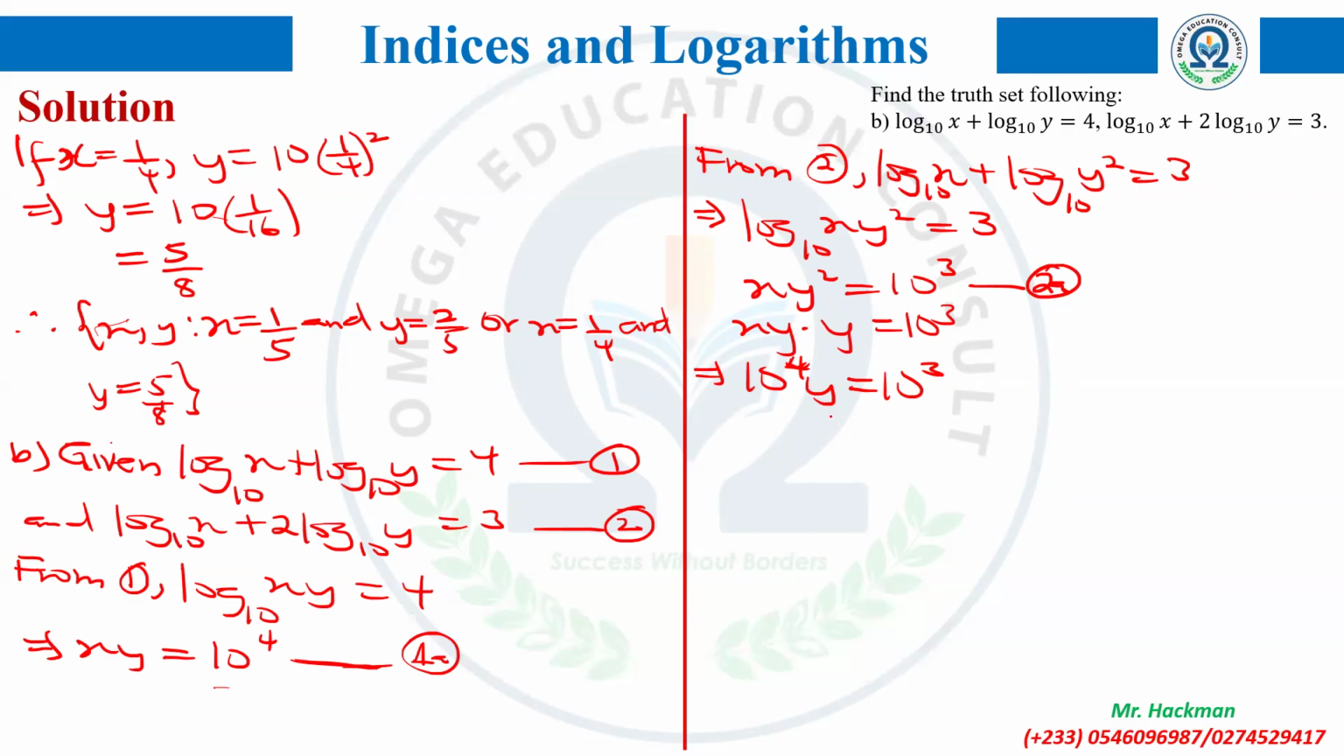So I'm going to write it again and divide. So I will get 10 to the power 4 y is equal to 10 cubed, over 10 to the power 4. So in effect, we are going to get y to be equal to 10 to the power negative 1, which is equal to 1 over 10. Is that clear? Or you can get the 1 over 10 here straight away. You can move from here to here. Nothing is wrong with that. Is that clear?